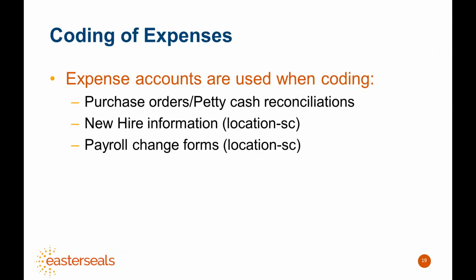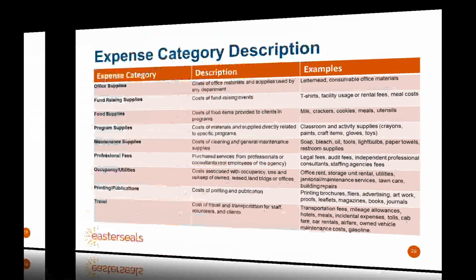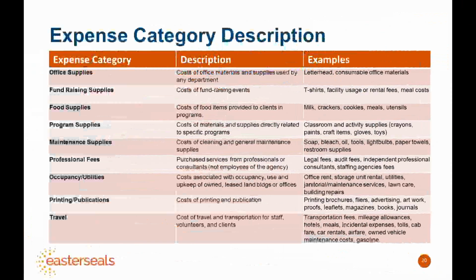Also, when hiring new employees or changing information for employees, HR needs to know the location and service code on the form. This is to ensure that the employee's payroll is being coded to the correct program. So you'll notice the expense accounts are used when you're coding purchase orders or petty cash reconciliations, new hire information, as well as payroll change forms. The next 2 slides show the expense categories, their description, and examples of when this account category would be used.